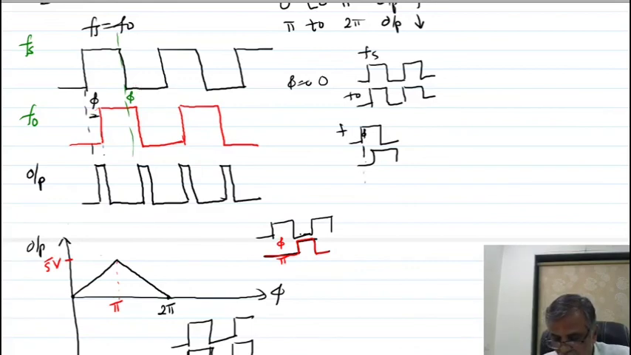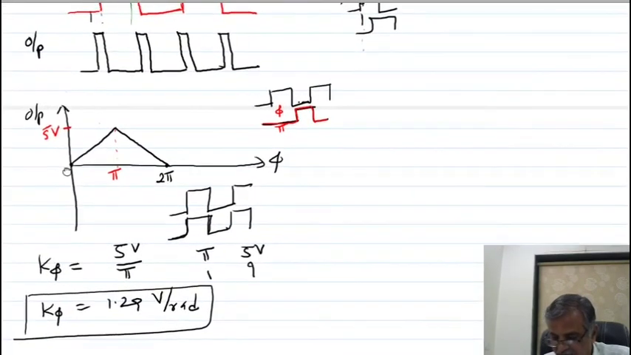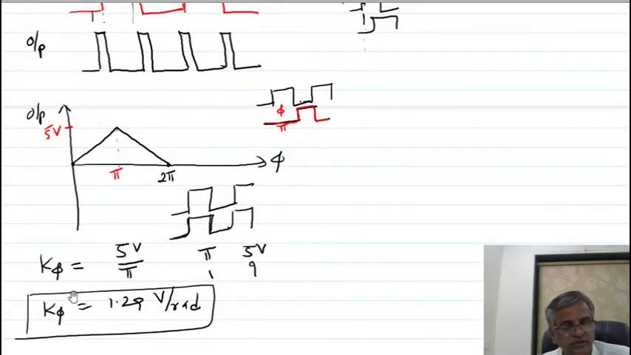From the slope of this graph, you can find the conversion ratio. It is of the order of 1.29 volt per radian. Here is the end of the lecture.